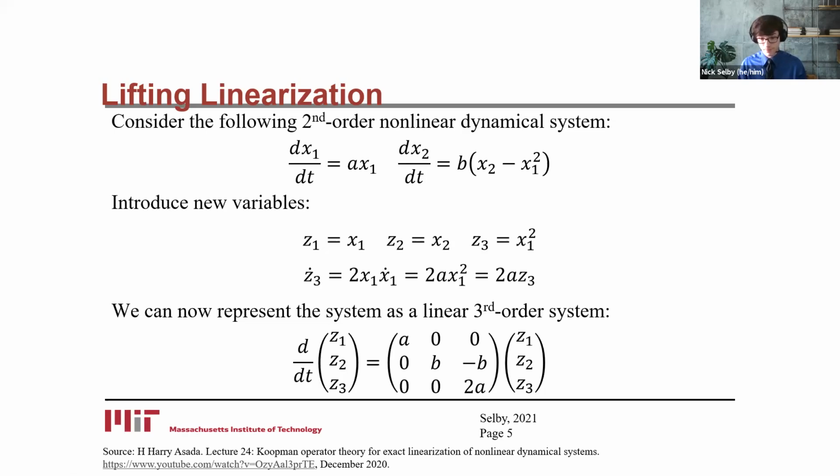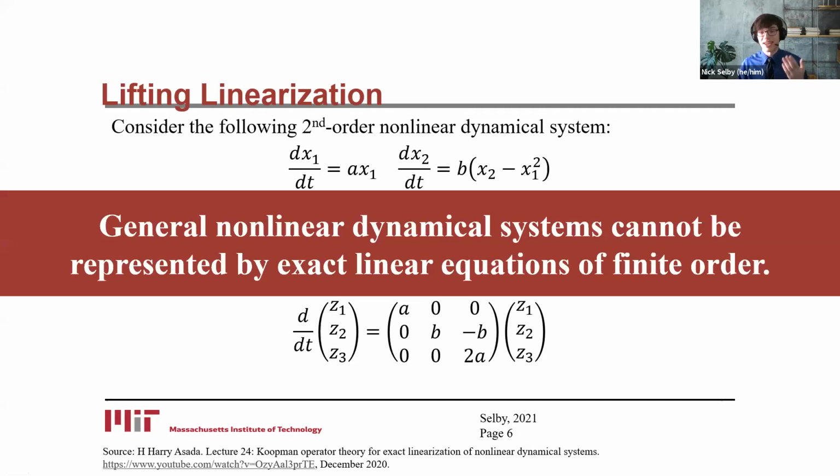But what we can do is create a new set of variables, z1, z2, and z3, where z1 and z2 are just the states, and z3 is x1 squared. And interestingly, in this new third order state space, the system from above evolves linearly. Right? This equation at the bottom is a perfect, exact linear representation of the original nonlinear dynamical system. And we achieved that by lifting the state space using z3 equals x1 squared. Now, that's pretty cool, but as you can imagine, general nonlinear dynamical systems cannot be represented by exact linear equations of finite order, right? And this is where Koopman operator theory comes in.